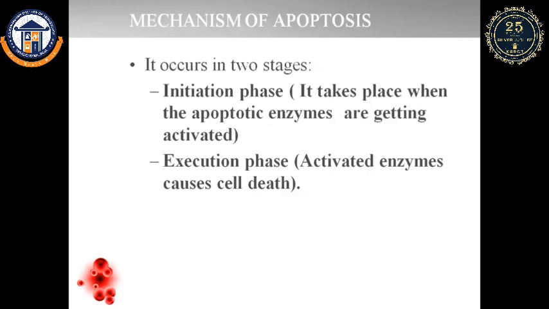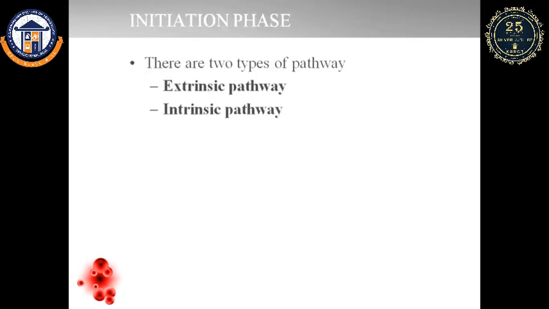The mechanism of apoptosis takes place in two phases: the initiation phase and the execution phase. In the initiation phase, the apoptosis enzymes are activated, and in the execution phase, the activated enzymes cause the cell death. Just to make it clear: in the initiation phase, the enzymes are activated, and in the execution phase, the activated enzymes cause the cell death. There are two types of pathway in the initiation phase: the extrinsic pathway and the intrinsic pathway.